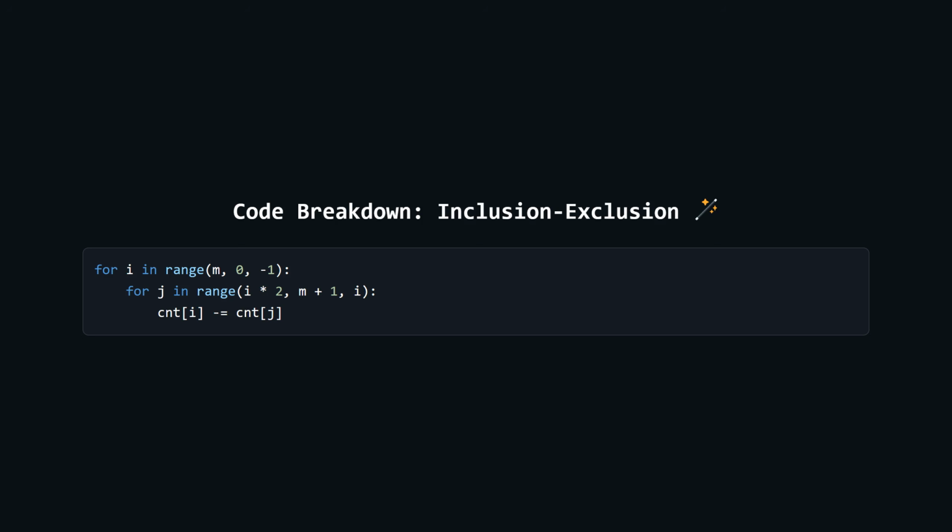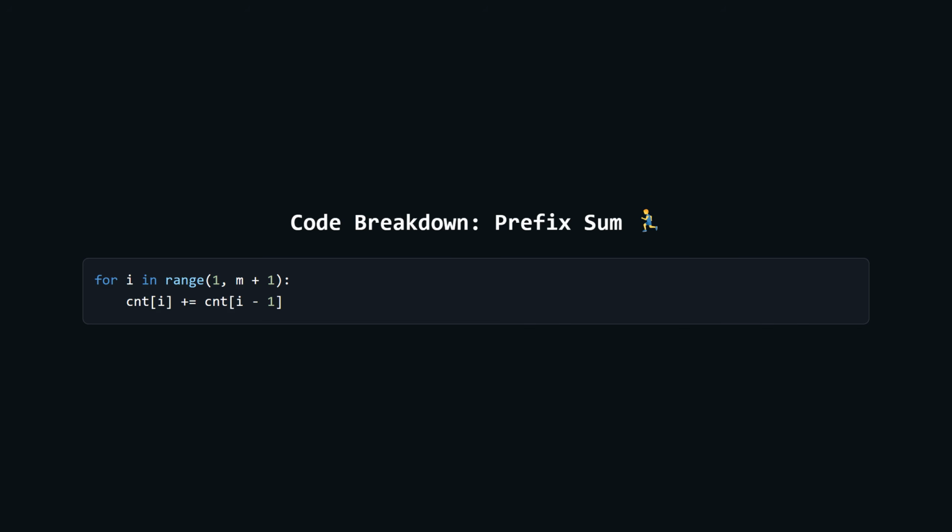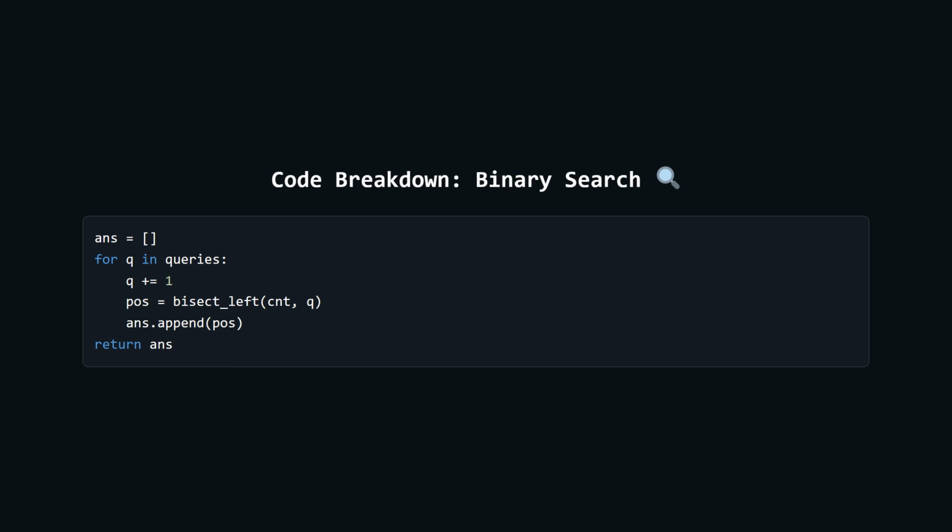For each number we subtract the counts of all its multiples. This leaves us with the exact number of pairs. Almost done. We take our exact counts and turn them into a running total by looping forward and adding the previous total to the current one. This creates our prefix sum.